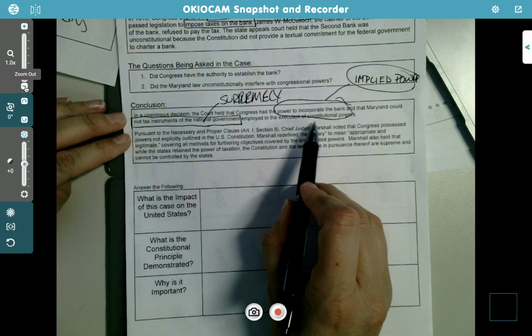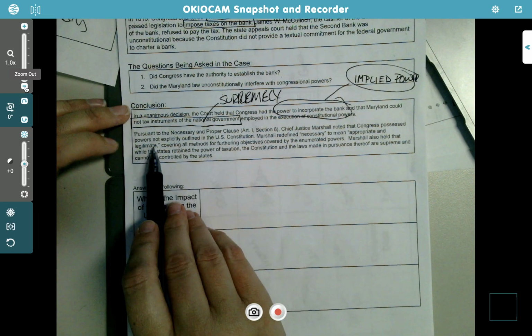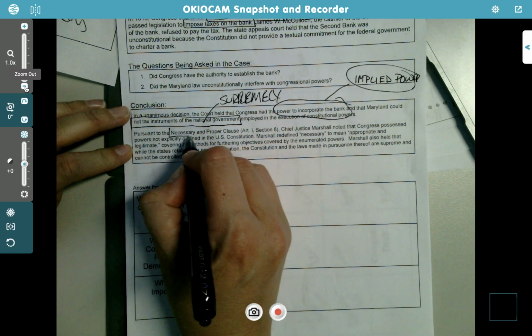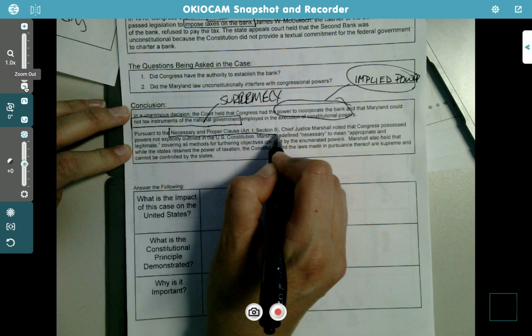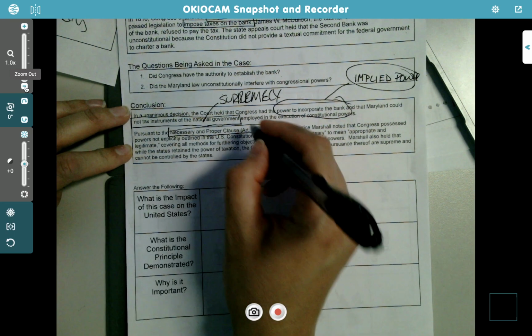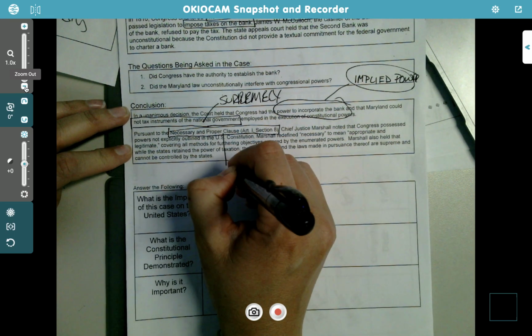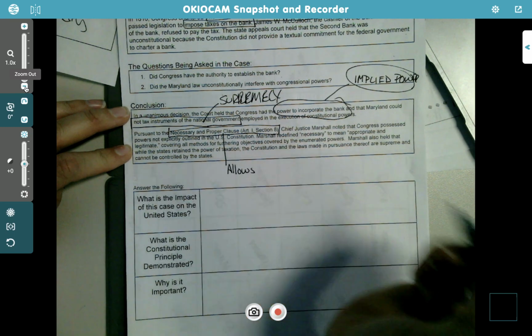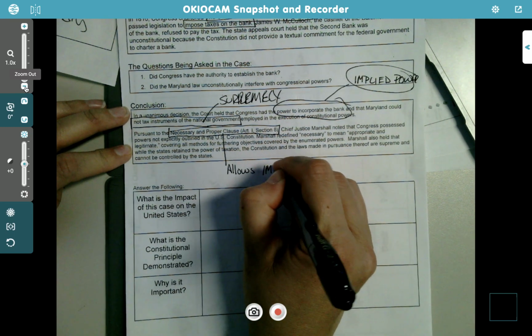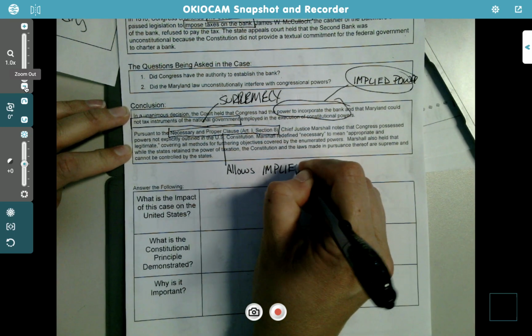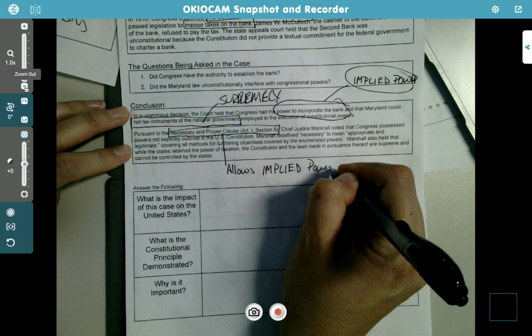And it employed the execution of constitutional powers pursuant to the necessary and proper clause. The necessary and proper clause allows implied powers to occur.